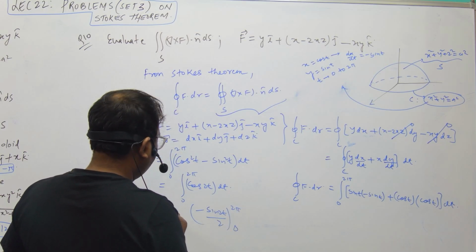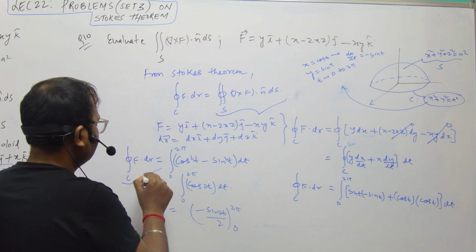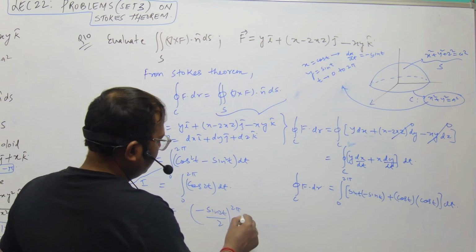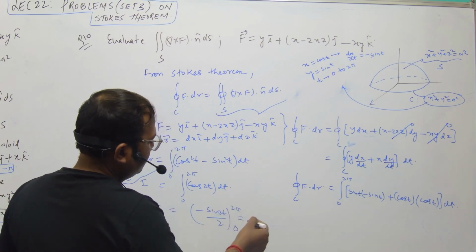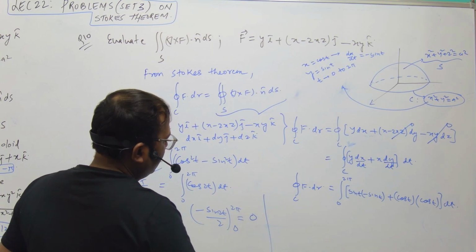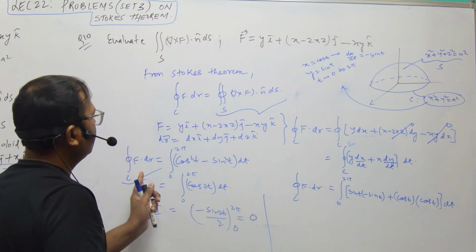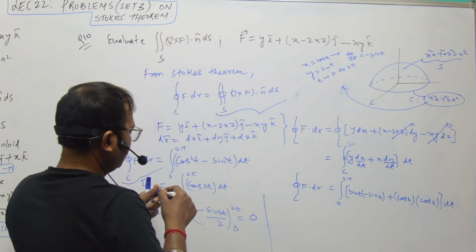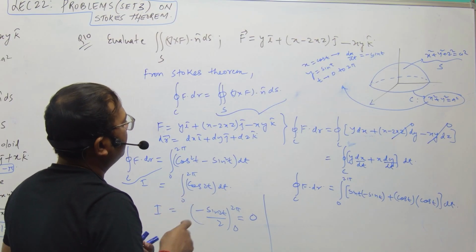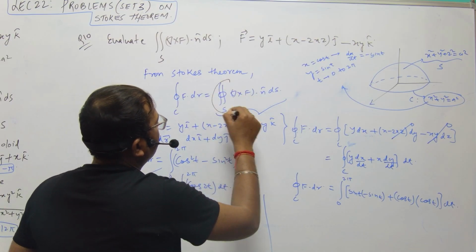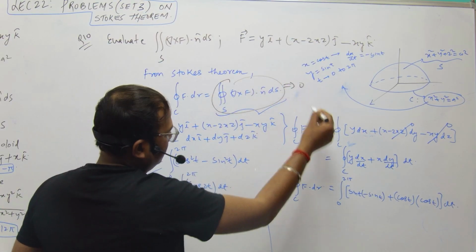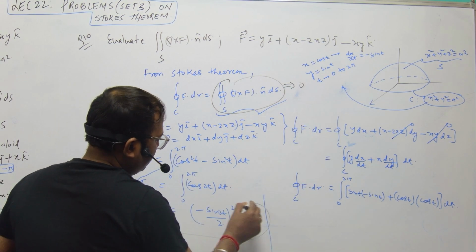Let us take this value as I. So I is equal to sin 2 pi is 0 and sin 0 is 0. This is 0. This means the line integral is 0, and line integral is equal to surface integral. So the value of this surface integral, del cross F dot n cap dS, is equal to 0, based on this result.